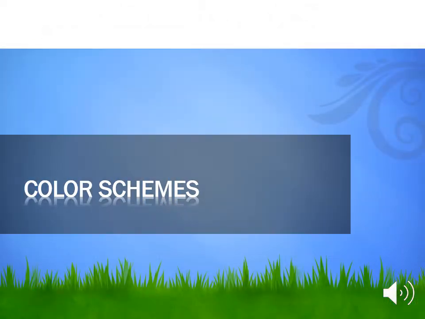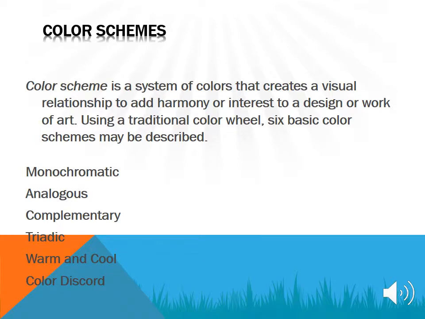Now we will talk about color schemes. A color scheme is a system of colors that creates a visual relationship to add harmony or interest to a design or work of art. Using a traditional color wheel, six basic color schemes may be described: monochromatic, analogous, complementary, triadic, warm and cool, and color discord.